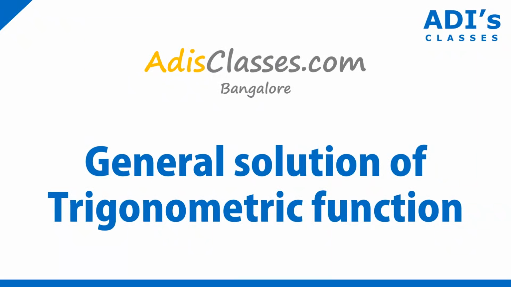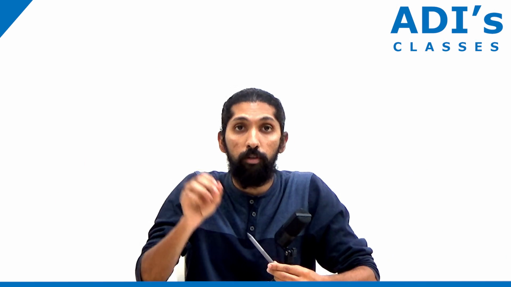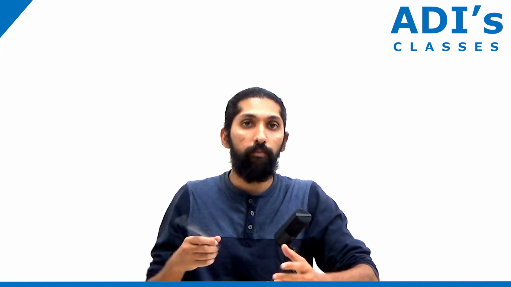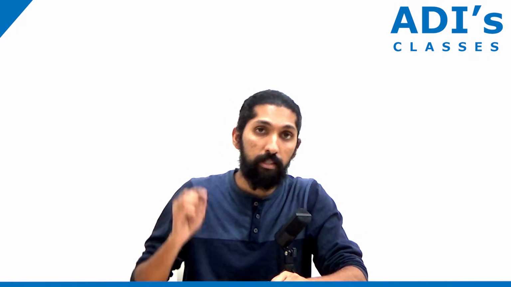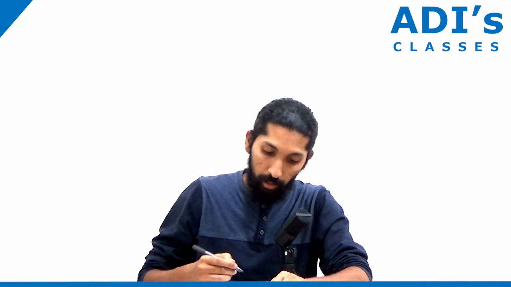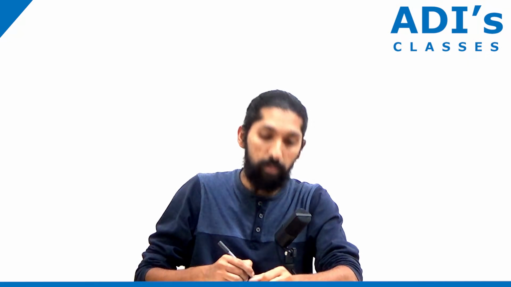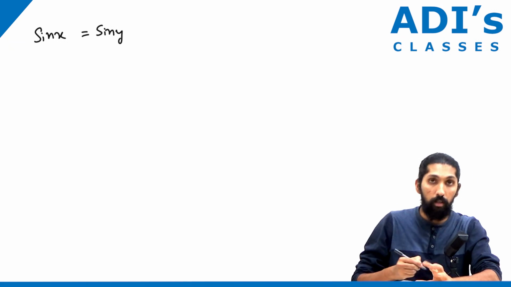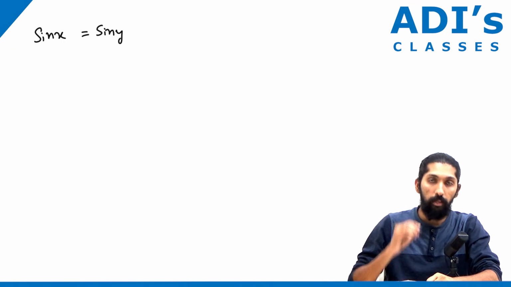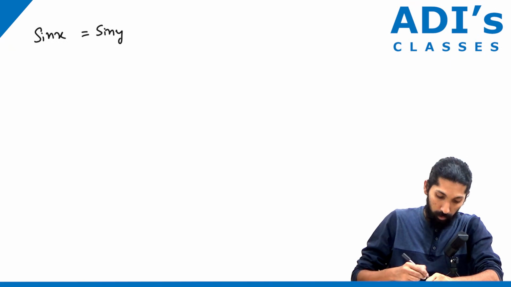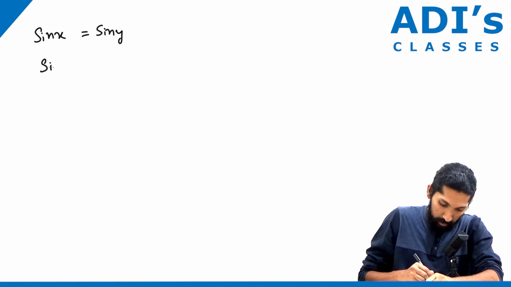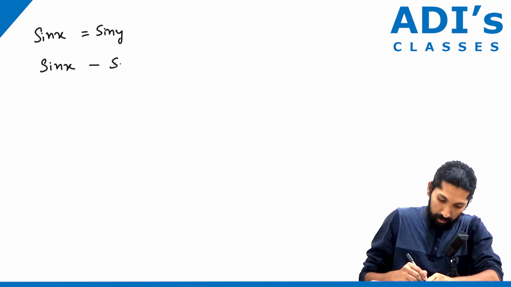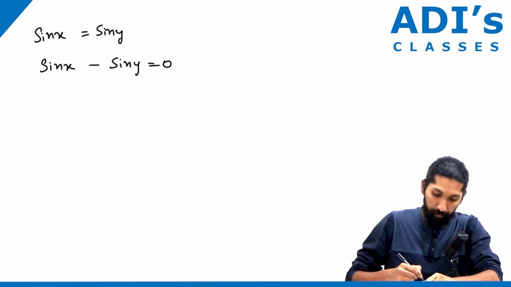Let's figure out how to find the general solution for an equation. Here we start with a very simple one, that is the sine function. Now what if you have something like sin x is equal to sin y? Let's assume we have this, so what we can do is take sin x minus sin y is equal to 0.